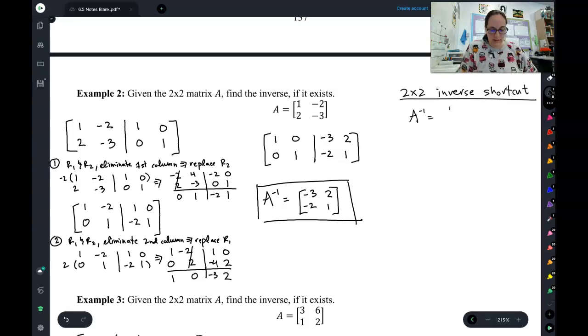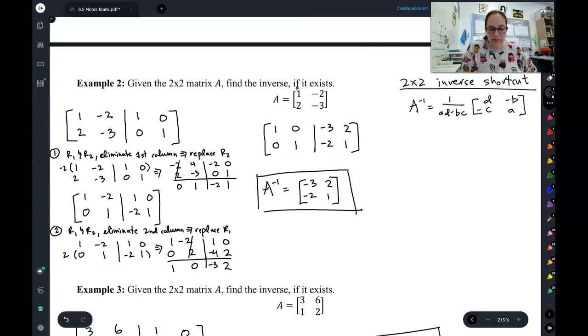So it was this. So basically what we're doing is we're saying this is A, B, C, D. And we're just going to apply this rule to it. So A is 1, D is -3, minus, B is -2, and C is 2. And then we have this matrix.